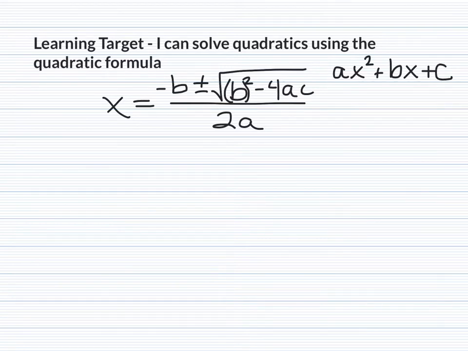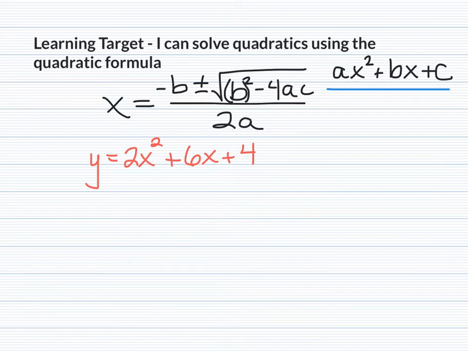Really, we're just going to do a lot of practice with this in class, but I want to demonstrate one problem. So if you have y equals 2x squared plus 6x plus 4. Okay, now we probably could factor this, but I'm going to look at an example of how to use the quadratic formula, and especially if it doesn't factor.